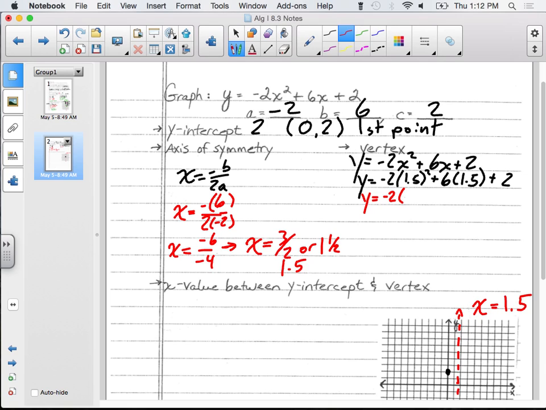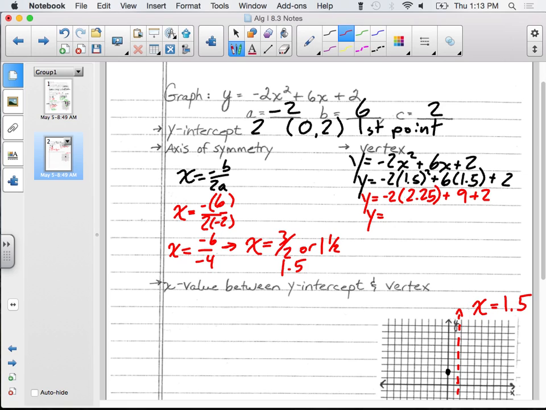Anyone know what 1.5 squared is? That's 1.5 times 1.5. 2.25. Then 6 times 1.5. 9.0. It's 9. You're thinking of 6 times 1.5. Yeah. Alright, then.